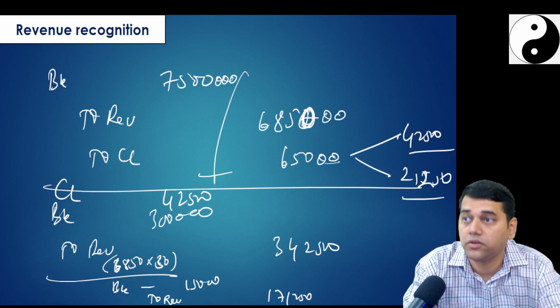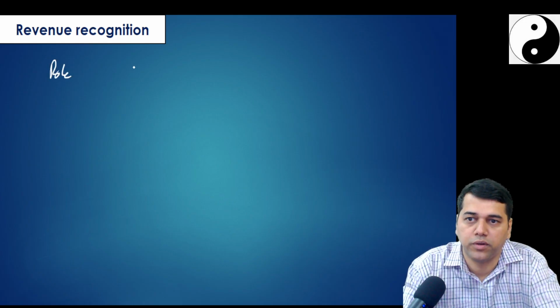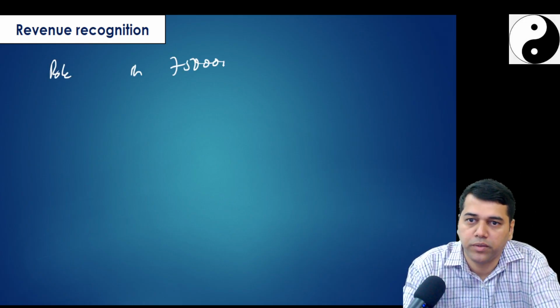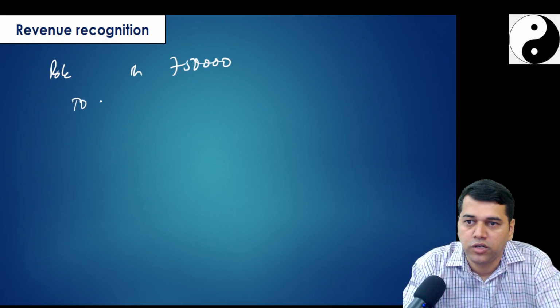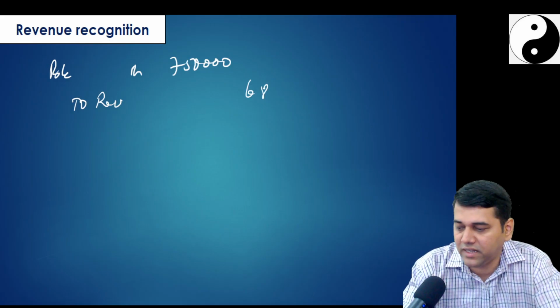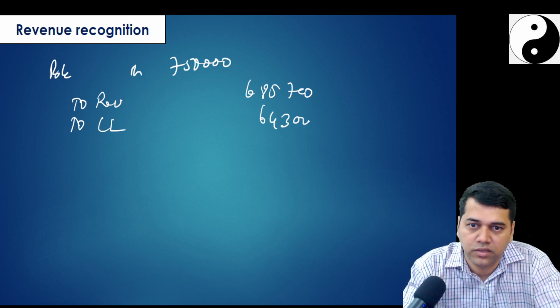Sorry? Because of round off, huh? No, let me do it properly. No, you are getting properly 7 lakh 50. Let me do it properly. 6857 to revenue 6 lakh 85,700, to contract liability 64,300.